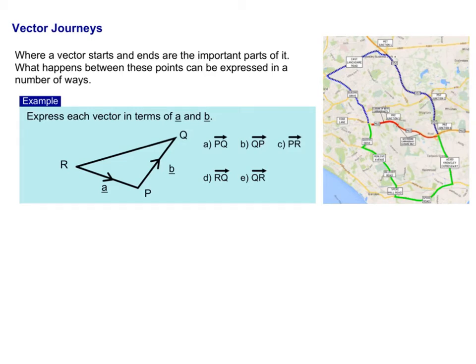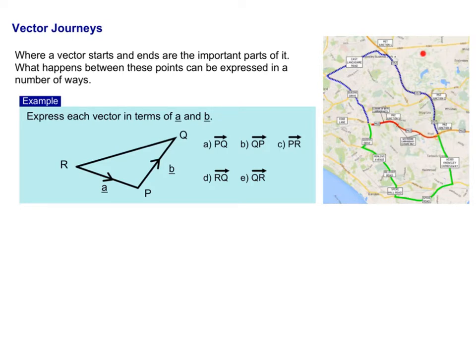Here we're going to look at something called vector journeys. These are sometimes called vector pathways. You need to remember vectors are all really about the start and end points of a journey. What happens between our two endpoints can be expressed in a couple of different ways.